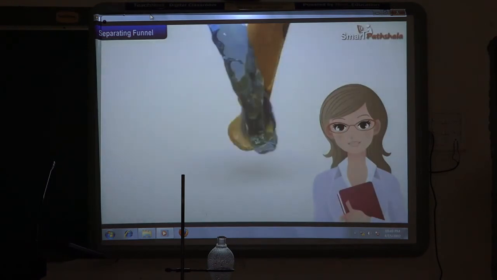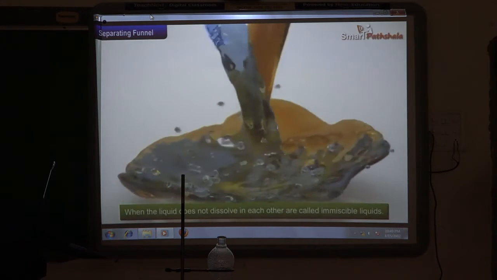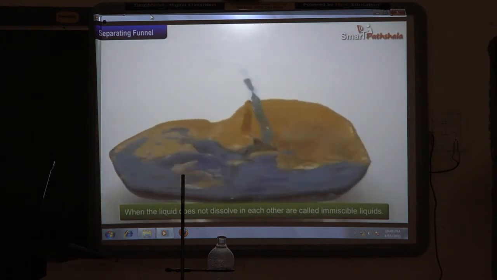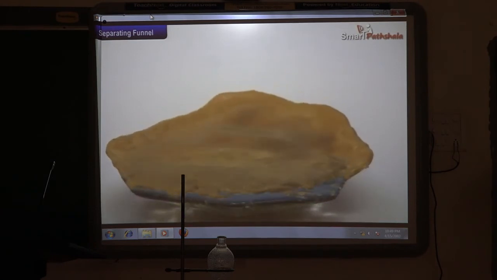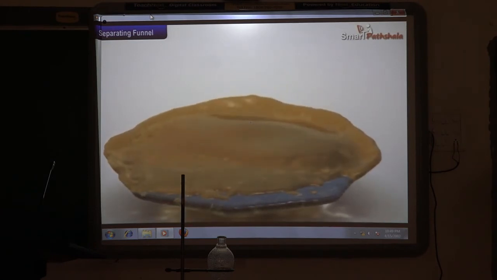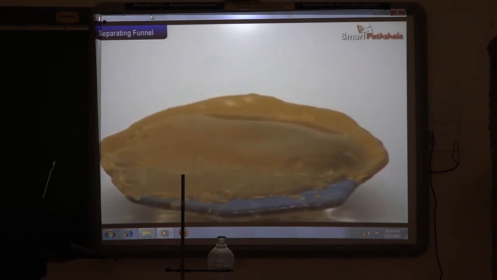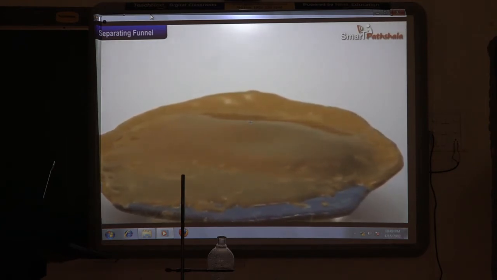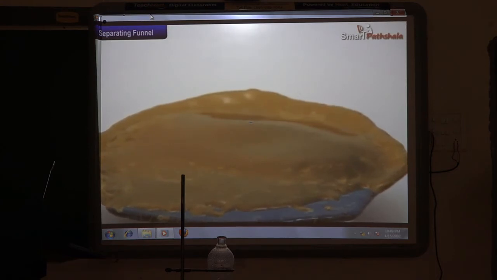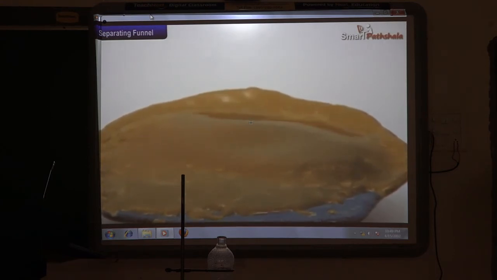But what actually are immiscible liquids? When liquids do not dissolve in each other, they are called immiscible liquids, such as a mixture of oil and water, which is a good example of immiscible liquids. A heterogeneous mixture is separated by a separating funnel.